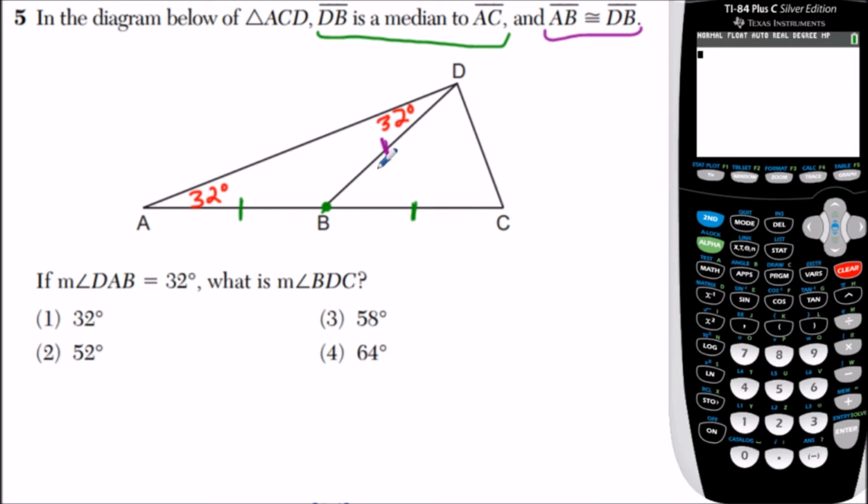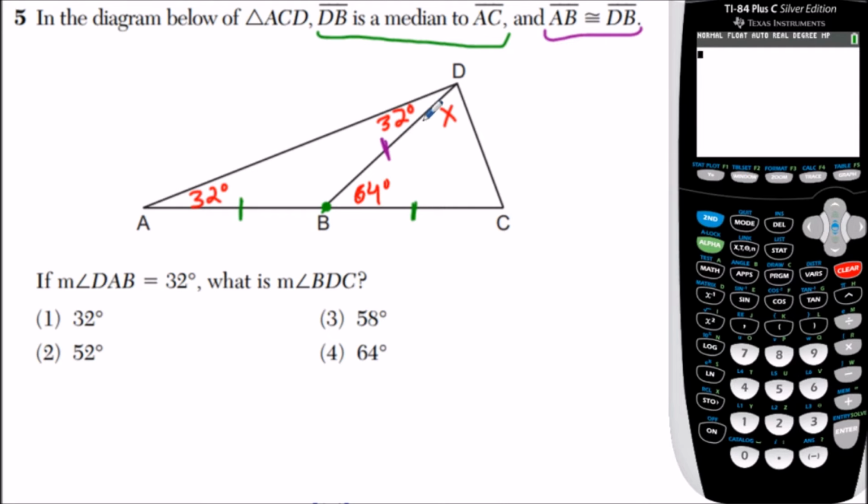So we could solve for all the angles in this question, but we're trying to find the value of angle BDC up here. One way of doing that would be to find this angle DBC, which is an exterior angle. So I'm going to do 32 plus 32 is 64. That's the exterior angle theorem. When I add the two remote interior angles, it's equal to the exterior angle. But you could also find that this angle here is 116 and subtract 116 from 180, and you'll get 64.